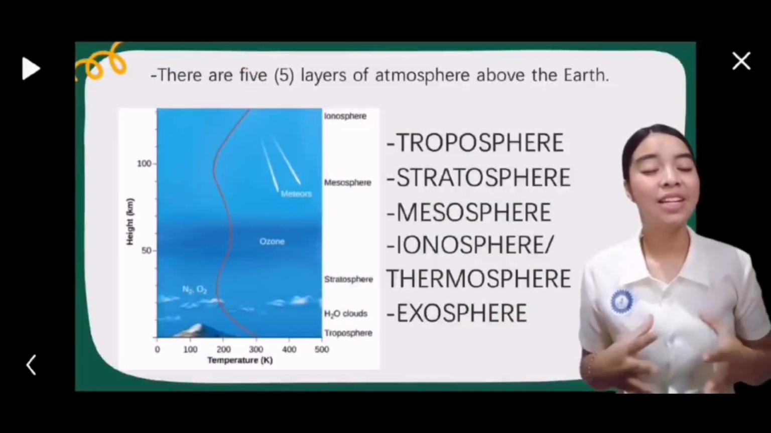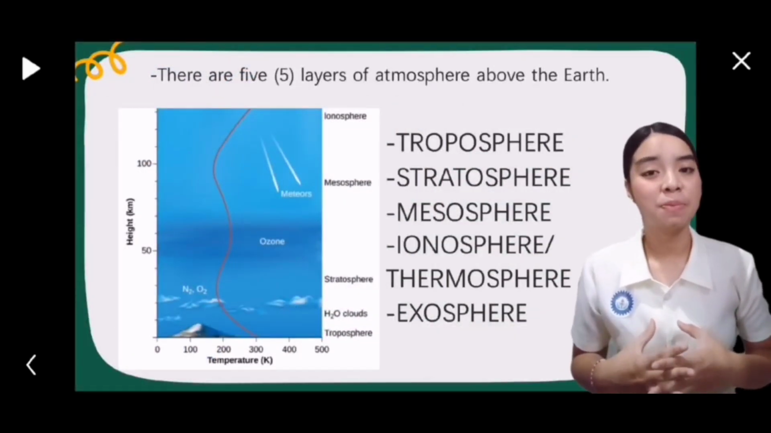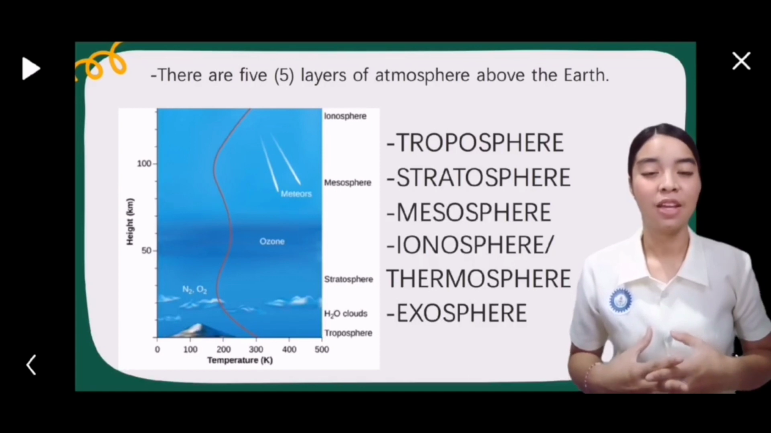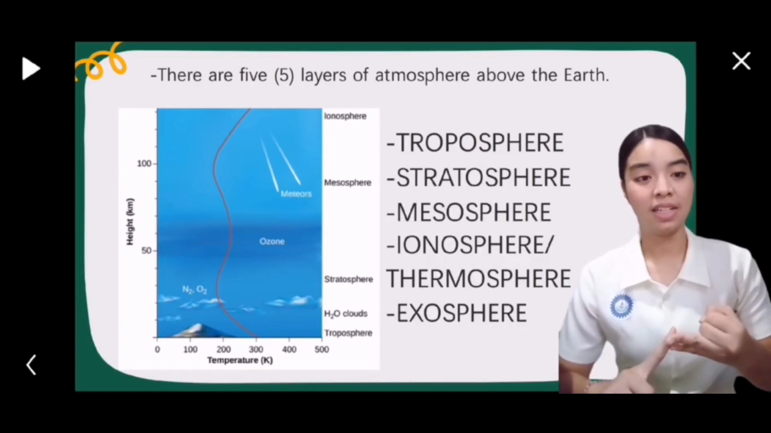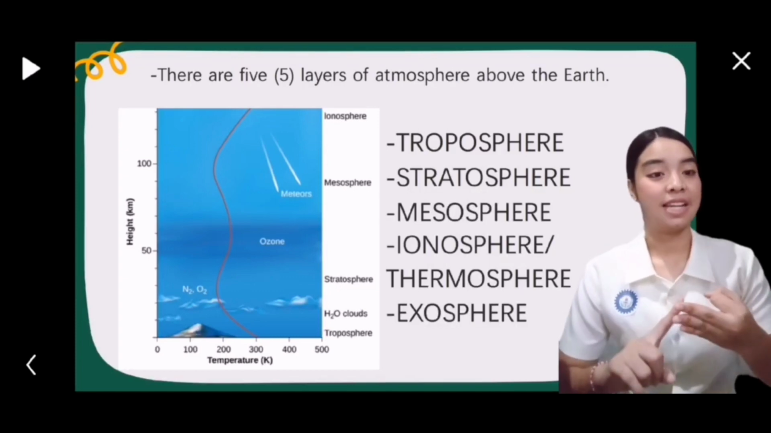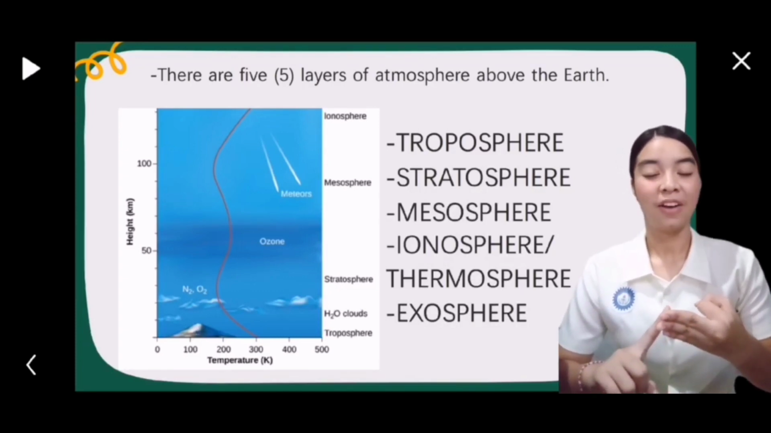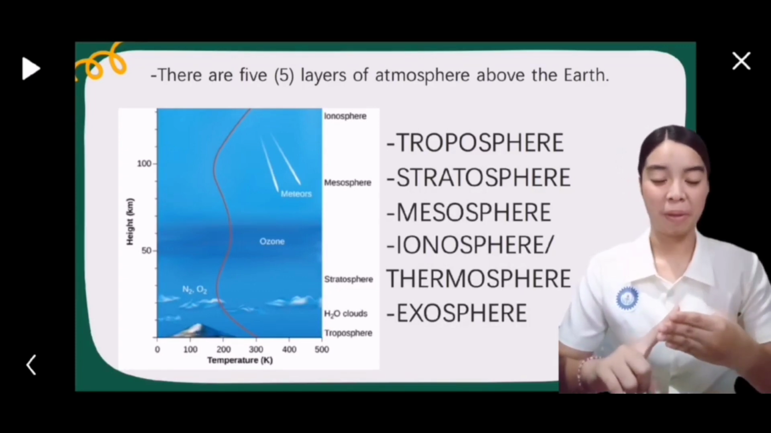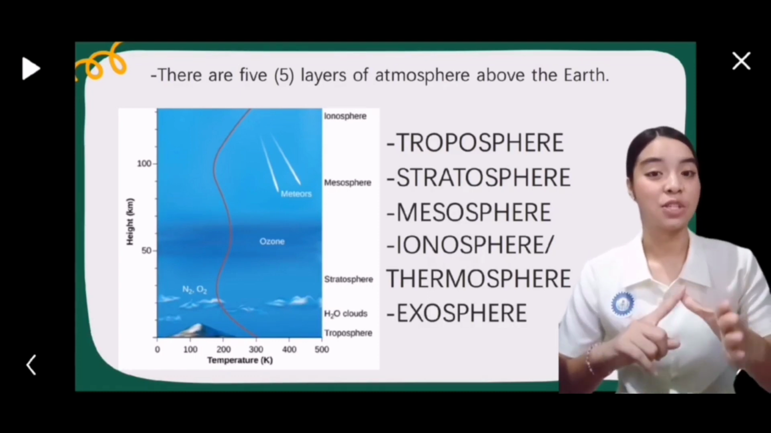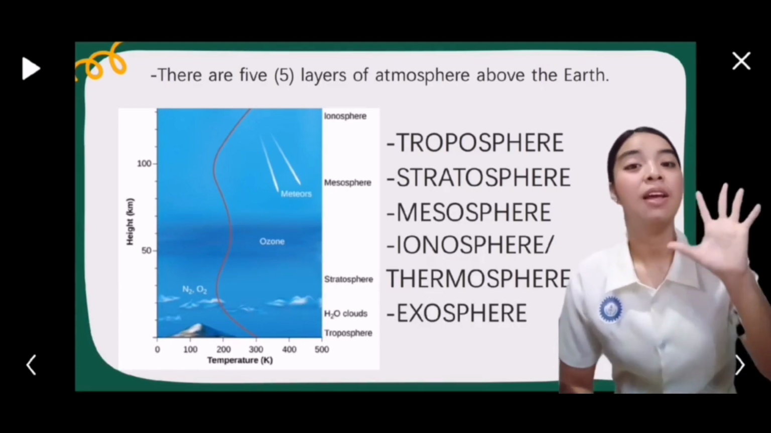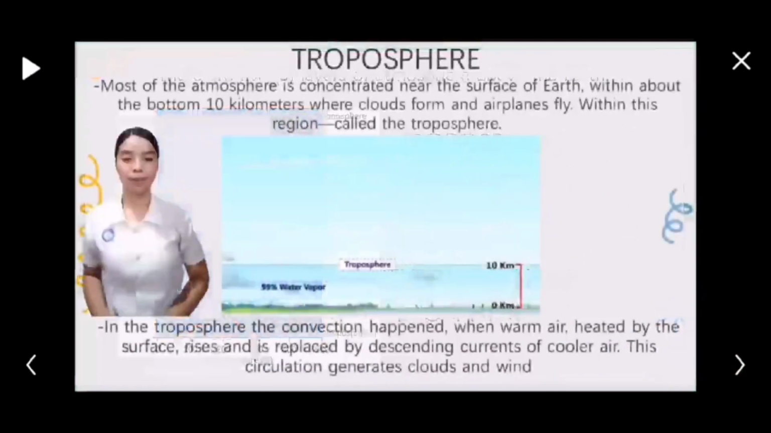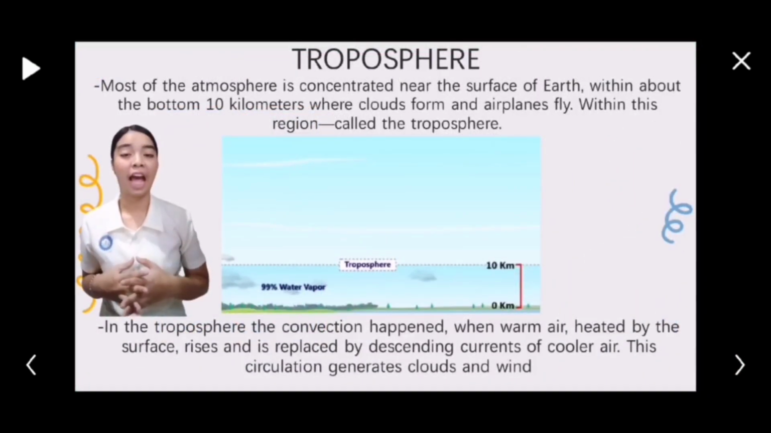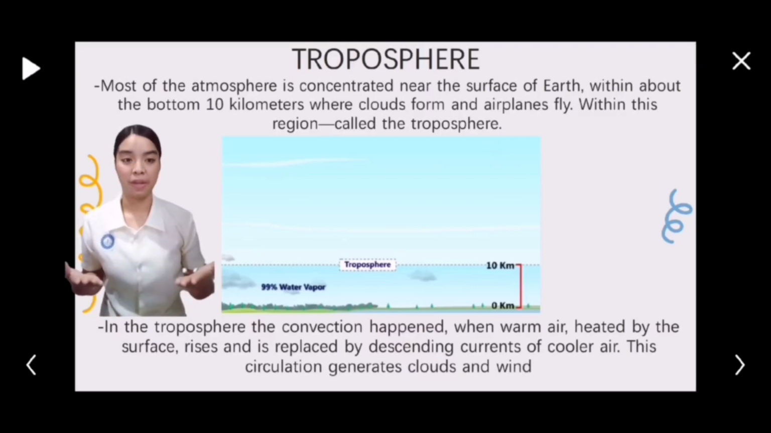In this slide, we can recognize the different atmospheric layers of the Earth. First, the troposphere. Second is the stratosphere, followed by the mesosphere, followed by the ionosphere or the thermosphere, and lastly, the exosphere. So we have different atmospheric layers. The first layer of the Earth's atmosphere is the troposphere.